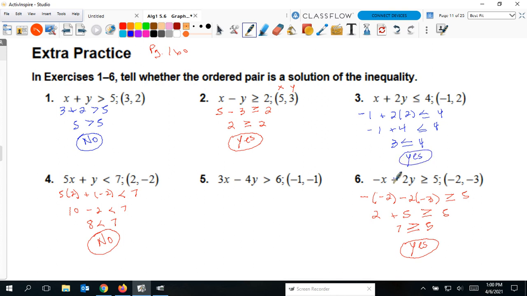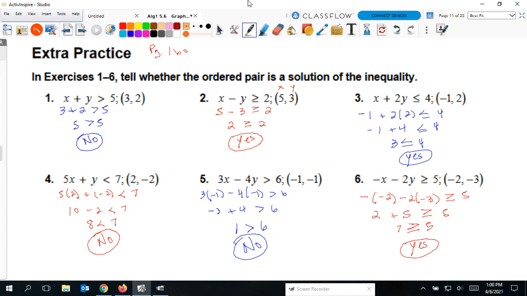And then for number 5, you're going to be saying 3 times x. X is negative 1 minus 4 times y. Y is also negative 1 greater than 6. And so we're going to get negative 3. And then this is going to be double negative, so you're going to be putting plus 4 greater than 6. And if you take 3 away from 4, it's going to give you 1 is greater than 6. And that is not true, so that means that ordered pair is not a solution. No, it's not a solution to the inequality.